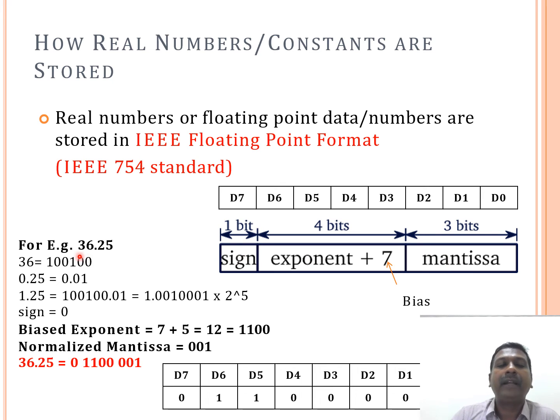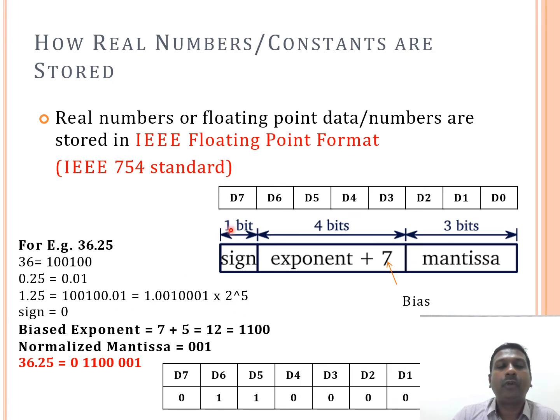For example, when I have the number 36.25, I am converting that into binary. 36 is converted into 100100. Similarly, 0.25 is converted into 0.01 in binary. So I'm just converting my number into binary. This is now converted into an exponent and mantissa format. So I'm multiplying this by 2 to the power 5. So I'm getting this data as 1.001001 times 2 to the power 5.